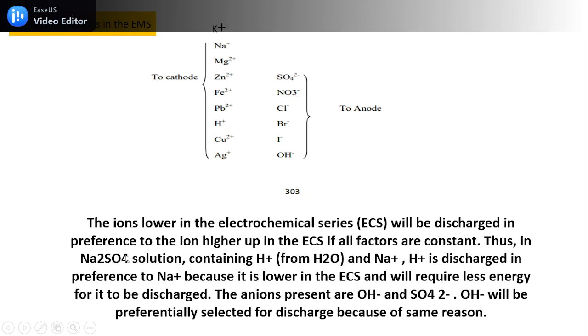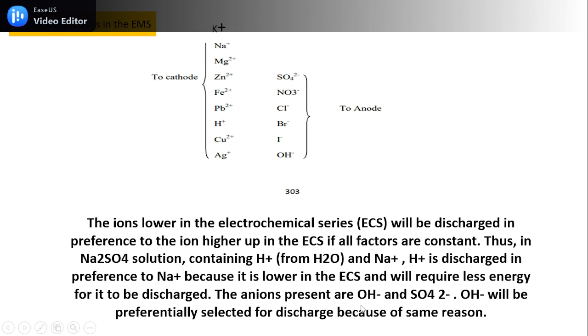So now let's look at how the ions are selected based on their position in the electrochemical series. The ions lower in the electrochemical series (ECS) will be discharged in preference to the ions higher up in the electrochemical series if all factors are constant. Thus, in sodium sulphate solution containing H plus from H2O and sodium, H plus is discharged in preference to sodium because it is lower in the electrochemical series and will require less energy to be discharged.